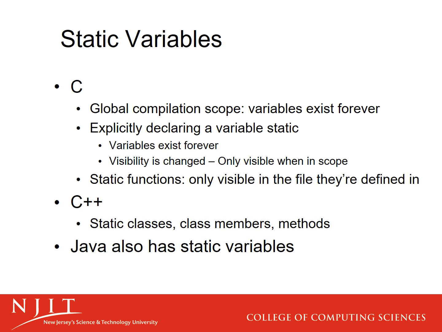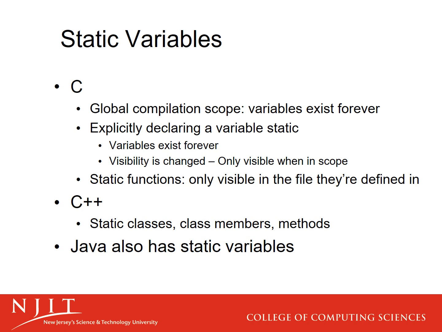You can also have static class members and static methods. Static class members means that there's only one instance of that particular variable for the entire class. So if I have a class and I create 1,000 instances of the class, each one of those instances has its own copy of instance variables, but they all share the same static variable that you declared.